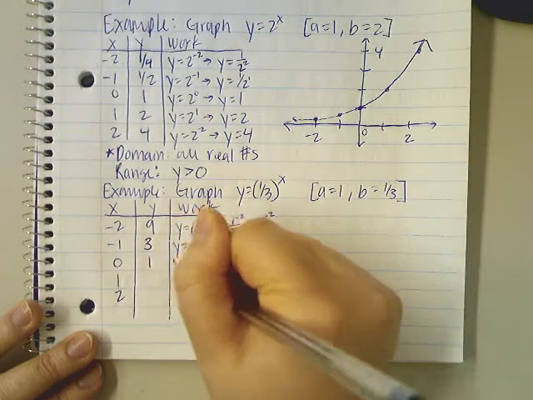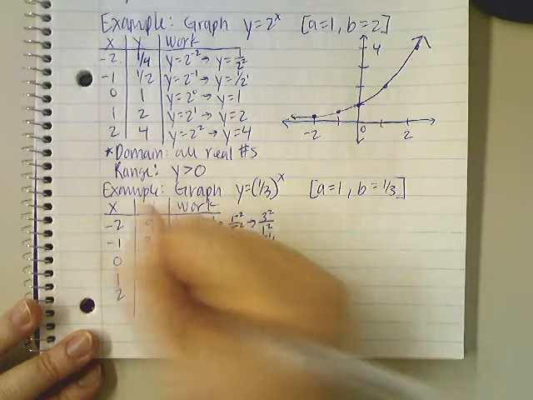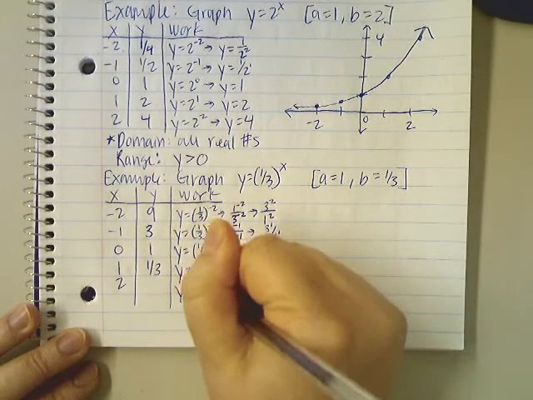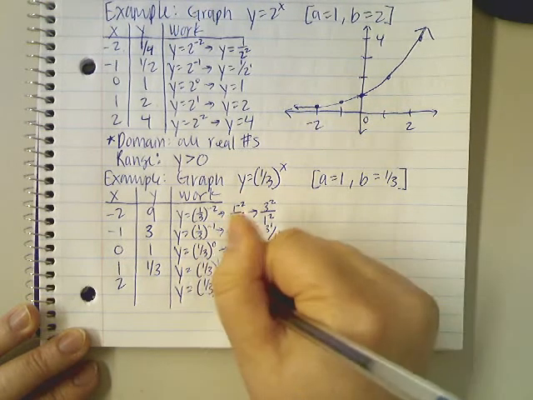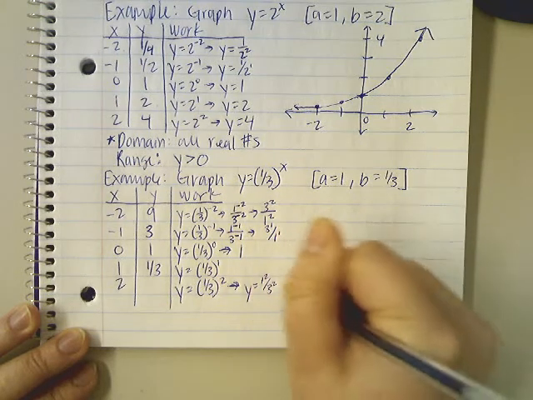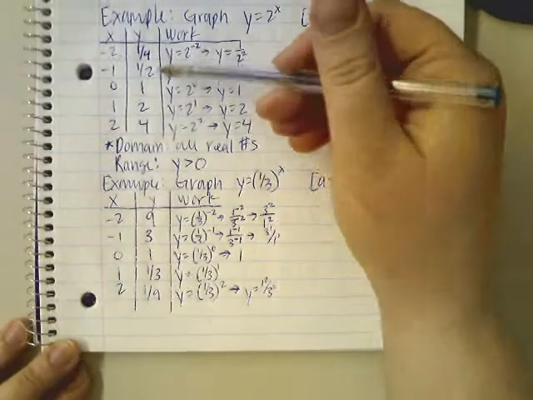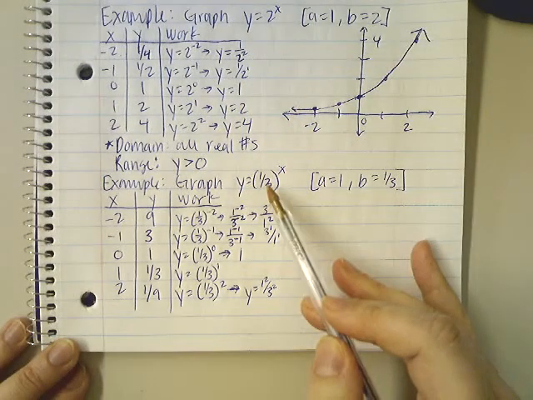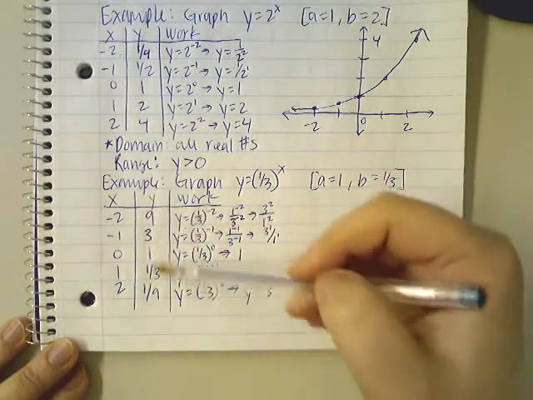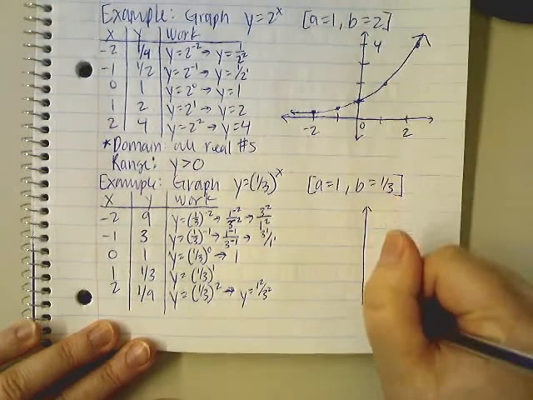And then now I start plugging in my whole number exponents. Anything to the first power is just the original number. So when I plug in 1, I get 1/3. And then when I plug in 2 for the x value, I get y equals 1 squared over 3 squared, which is 1 over 9. So notice that my table is sort of, when I have a value less than 1 for b, I end up with higher values on the left side of the graph and fractions on the right side. So we're going to graph this one as well.